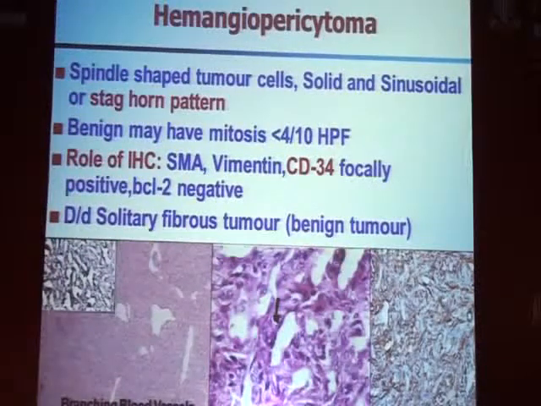So this is how a hemangiopericytoma looks. Basically, it's a spindle cell tumor. When you see these vascular channels in between, we call it a hemangiopericytic pattern. On higher magnification, you can see these are the vascular channels. This is the typical staghorn pattern, and they stain positive for SMA and focally for CD34. Most of the benign ones are supposed to have mitosis less than 4 per high power field.